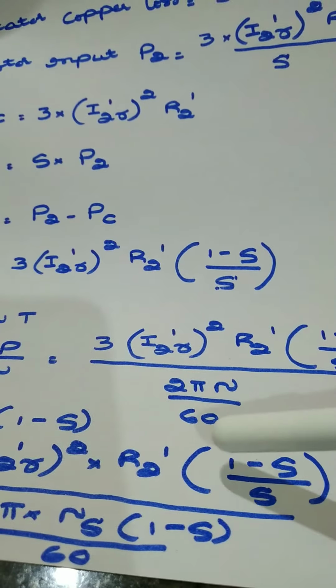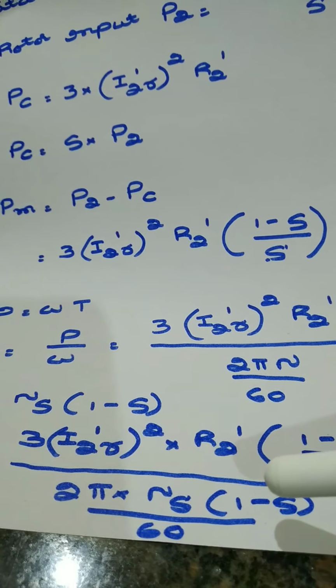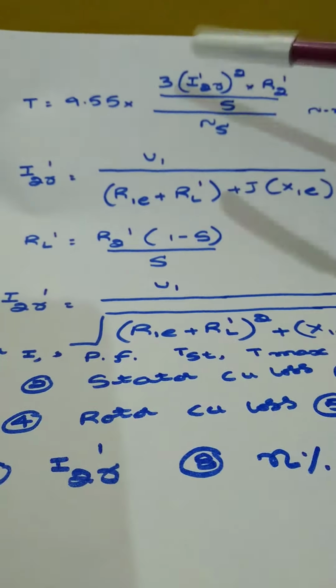If you substitute N equal to Ns into (1 minus S), and rearrange this equation, then you get the torque developed in terms of synchronous speed. Also you can obtain the torque equation in terms of synchronous speed.